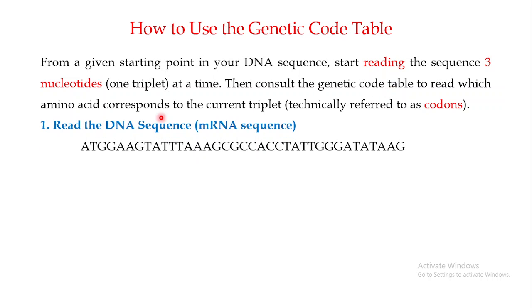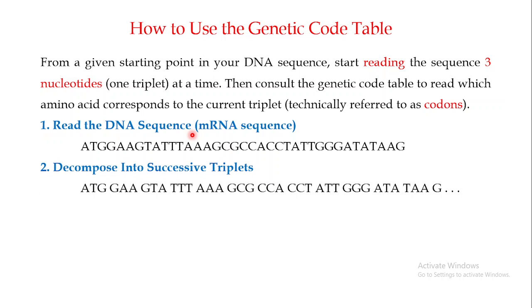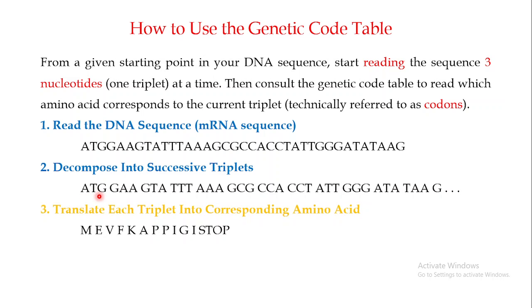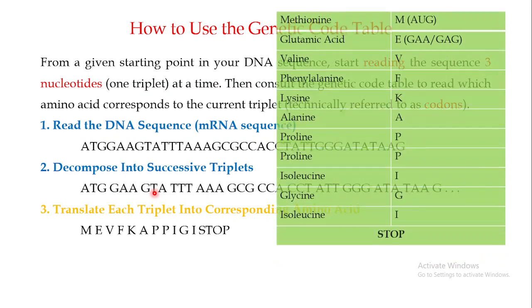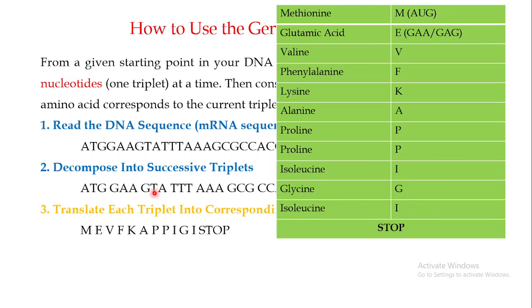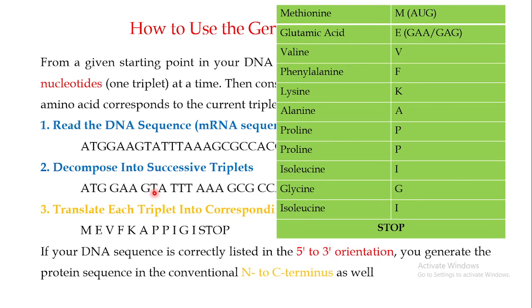And I told you, for example, if this is the sequence, the first thing you are going to do is read your sequence, then decompose that into successive triplets. By that I mean you have to make the codons, and then you consult the genetic code table, and the genetic code table is going to give you the sequence of the amino acids from the given sequence of the codons. This was one of the examples that I discussed with you. And then I told you that if your DNA sequence is correctly listed in the 5' to 3' orientation, you actually generate a sequence that is in the conventional N to C terminal orientation as well.